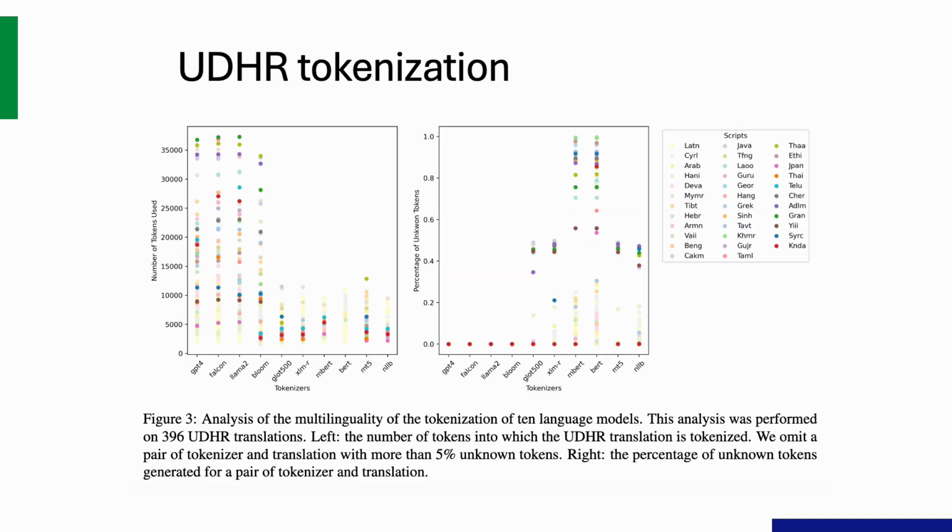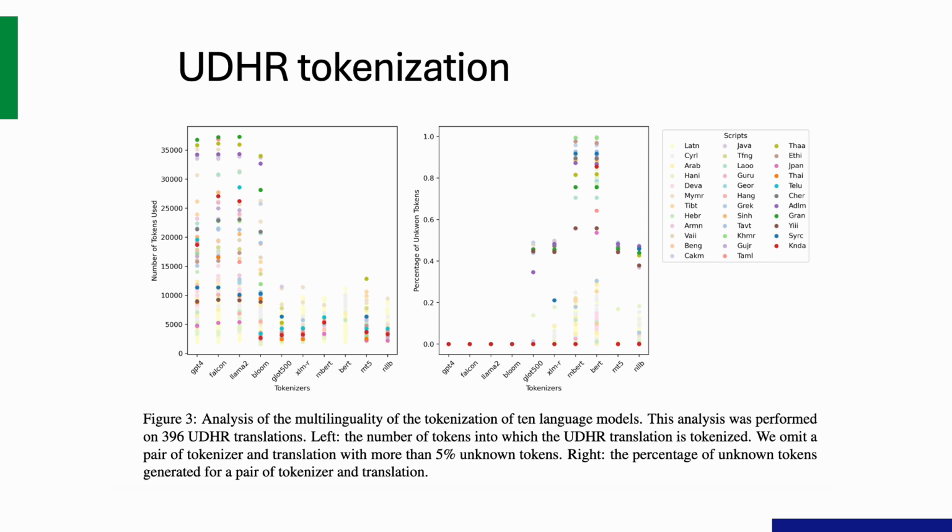In another experiment, we decided to apply these tokenizers to a parallel corpus to see how fair they are in terms of the number of tokens they use to tokenize this corpus. We took 396 UDHR translations and applied these tokenizers to them. However, since some of the tokenizers that we have are not familiar with all of these scripts and are also not at byte level, they produce unknown tokens. We didn't include those pairs of tokenizer and translation which produce more than 5% unknown tokens. We show them in the right figure.